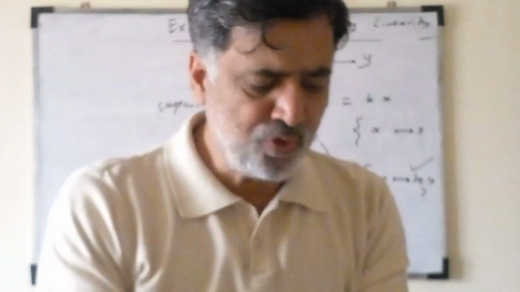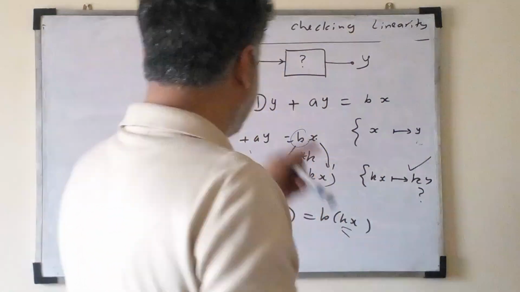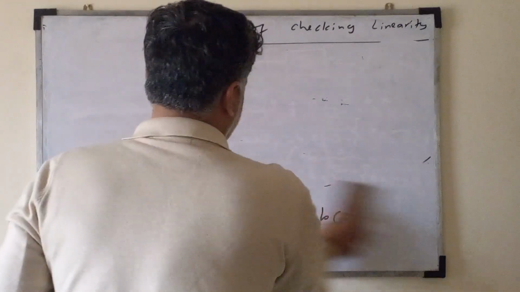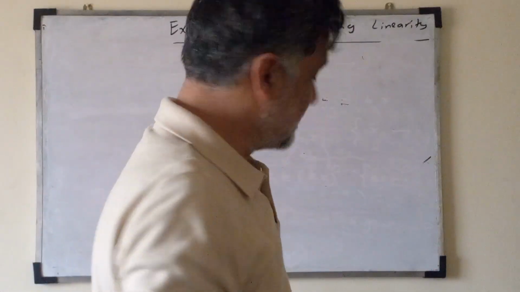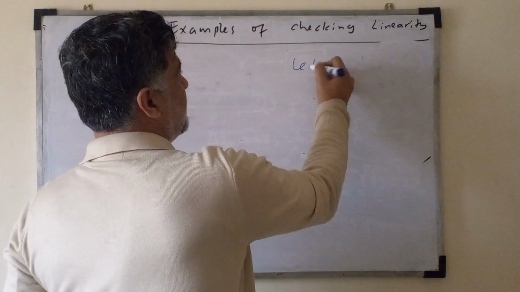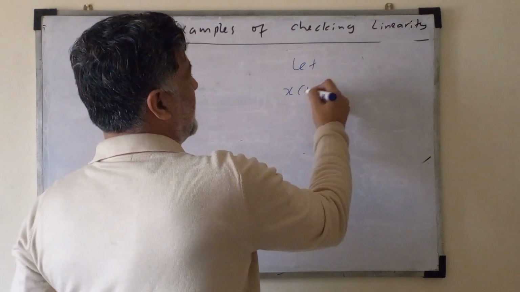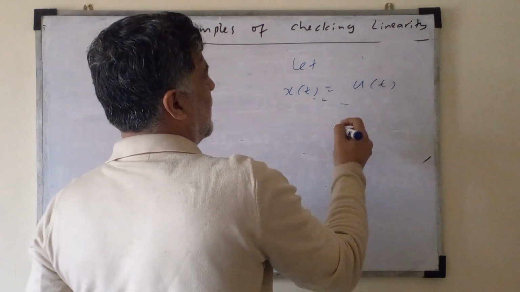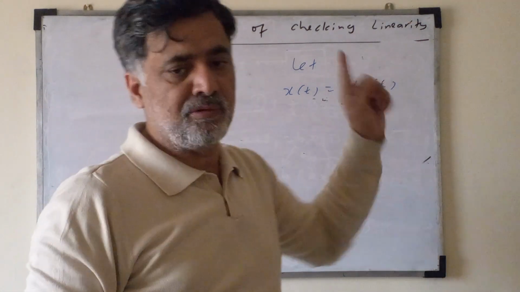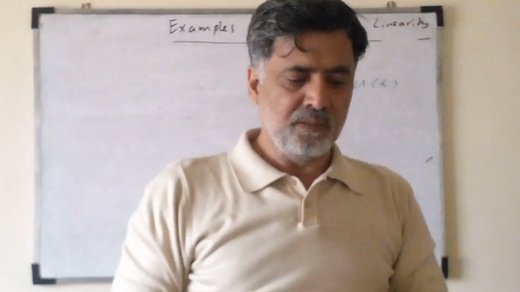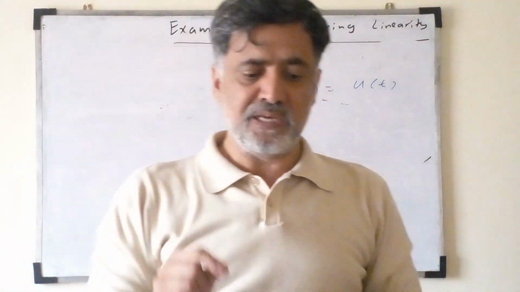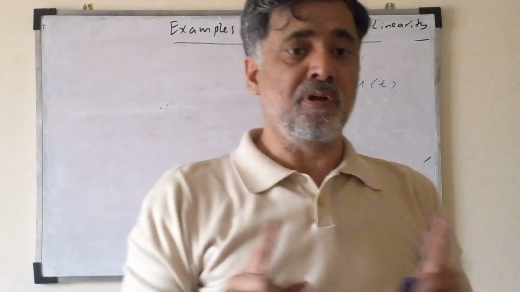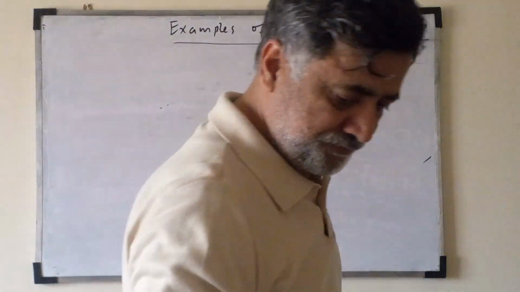Very easy, but do not try this. What is not acceptable is that you do something like letting x of t be, for example, a unit step, and then you prove it, because then you will be proving it only for a particular signal. That is not a proof. A proof has to be for all possible signals, right?